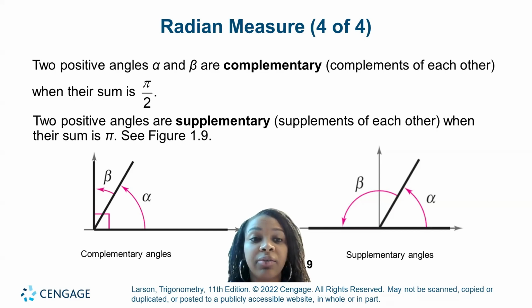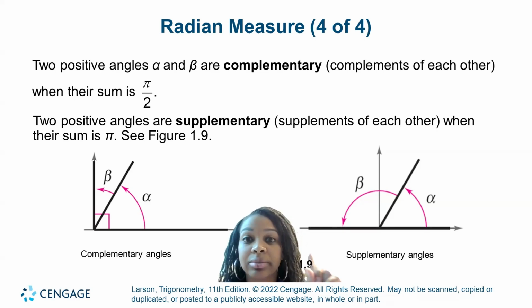Throw in here the definition for complementary and supplementary angles. This is something that you usually see in geometry, but I wanted to make sure that we remember it so that we can answer these questions in 1.1. So two angles that are complementary together form a 90-degree angle. And now in radians, 90 degrees is pi over 2.